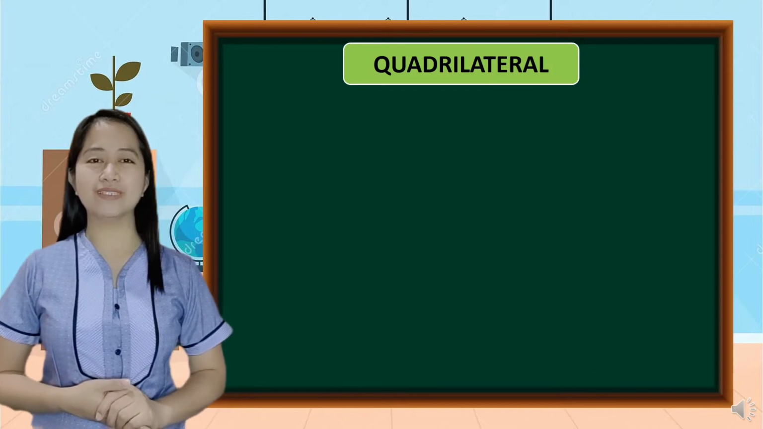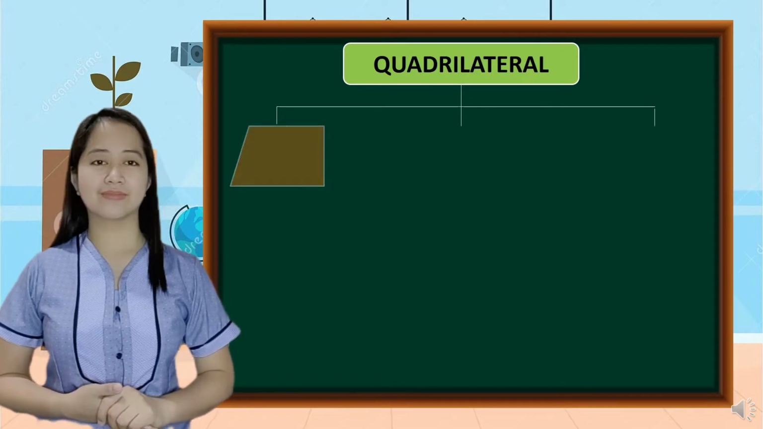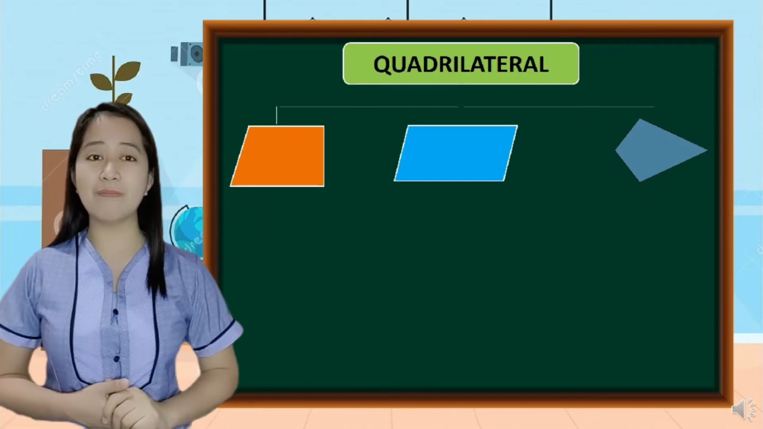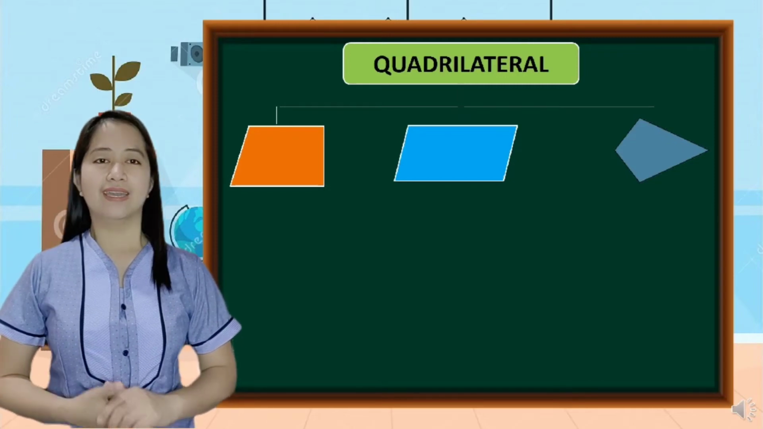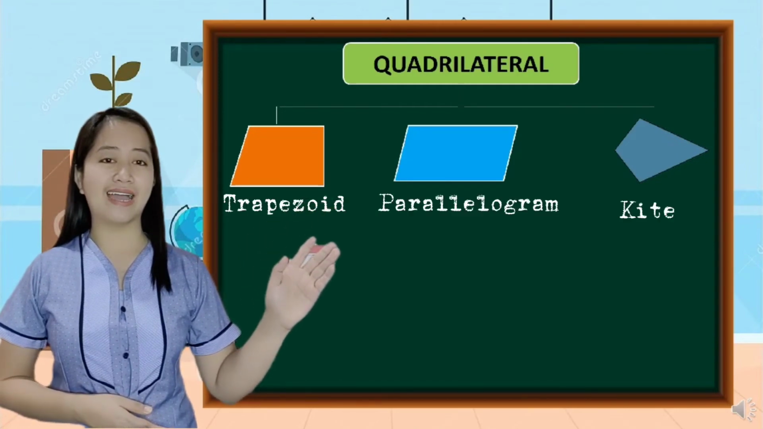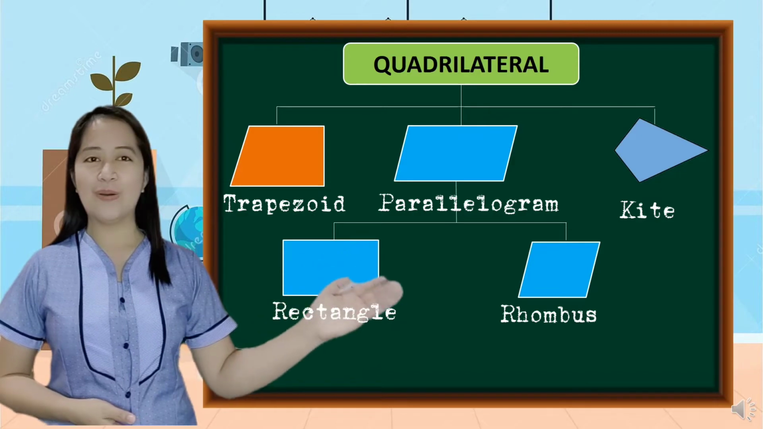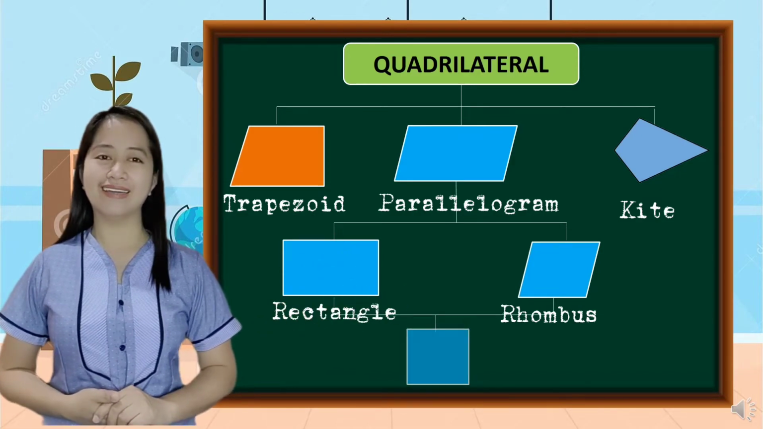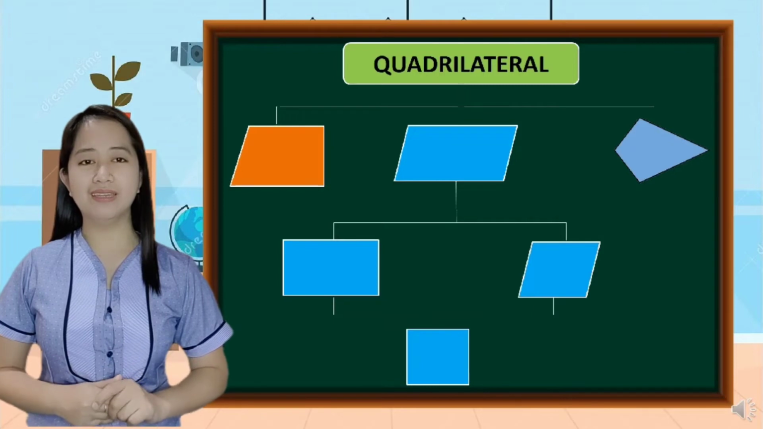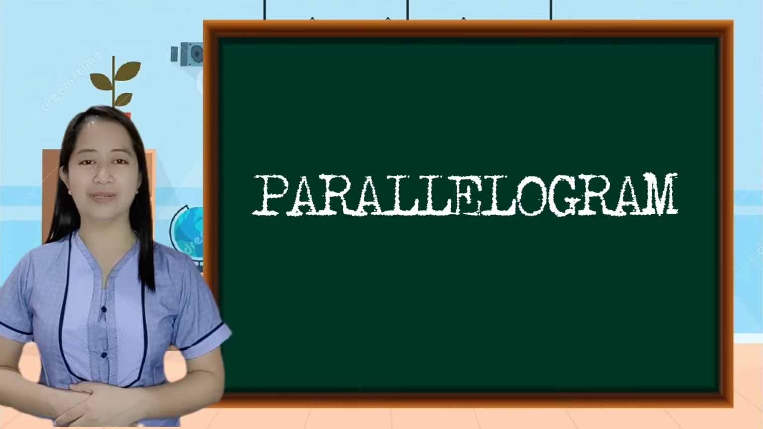Now that you know the different ways on how to name a quadrilateral, let us explore the different types of quadrilaterals. As you may see, quadrilaterals can be classified into different groups depending on the number of parallel sides they contain. A few common types of quadrilaterals are trapezoid, parallelogram, and kite. While a parallelogram can be classified as a rectangle or a rhombus, a square, on the other hand, can be a rectangle or a rhombus. For this third quarter, we will be dealing with these kinds of quadrilaterals. And as a start, we will begin exploring the parallelogram.